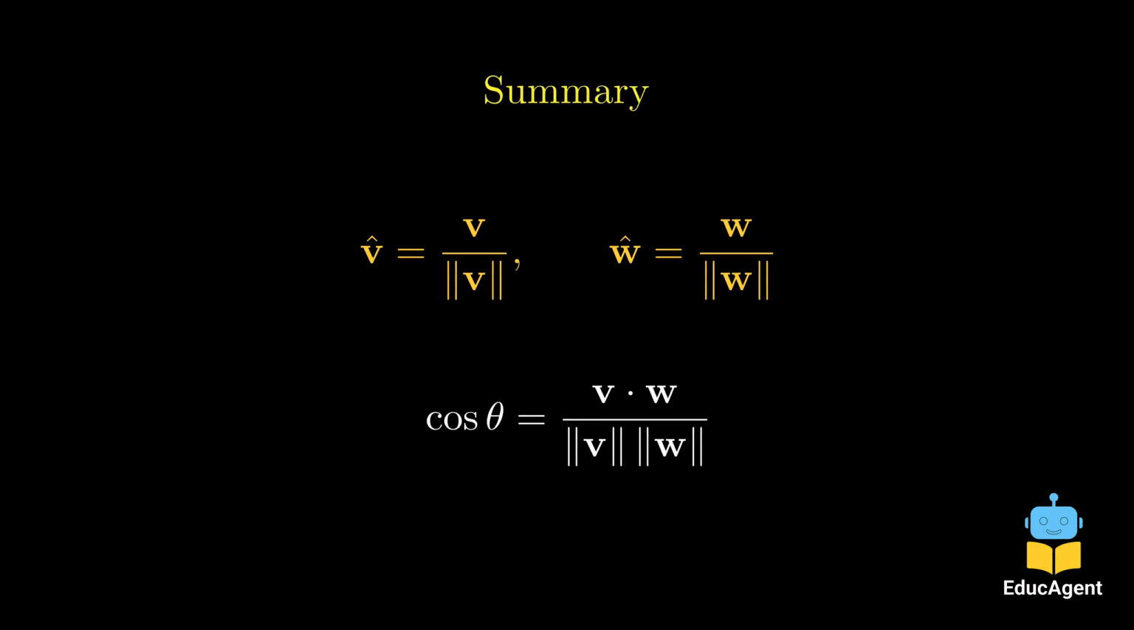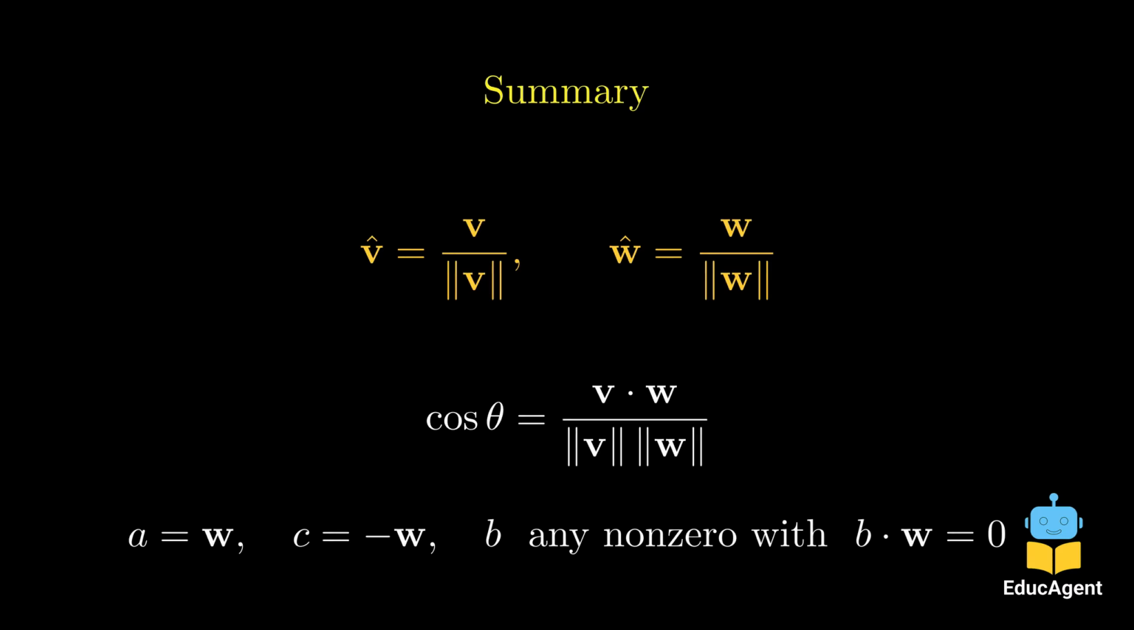Let's summarize the key formulas and choices. Unit vectors: divide each vector by its length to get v hat and w hat. Cosine of the angle: dot product over product of norms. Choices: a equals w for 0 degrees, c equals minus w for 180 degrees, and b any non-zero vector orthogonal to w for 90 degrees.